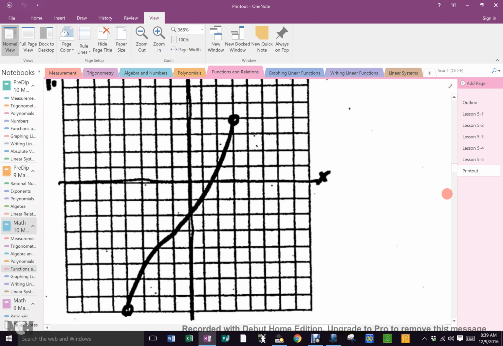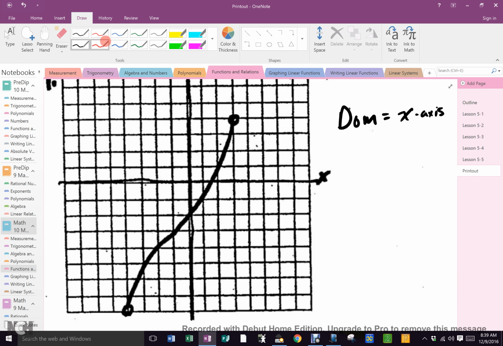Where does domain live? What is the domain? It is the set of data of the independent variable. Where is the independent variable? The x-axis. So when I am doing domain, I only care about the x-axis. Which of these is the x-axis? This one. So I only care about the x-axis. Do I care about the entirety of the x-axis, or do I only care about where there's a graph?